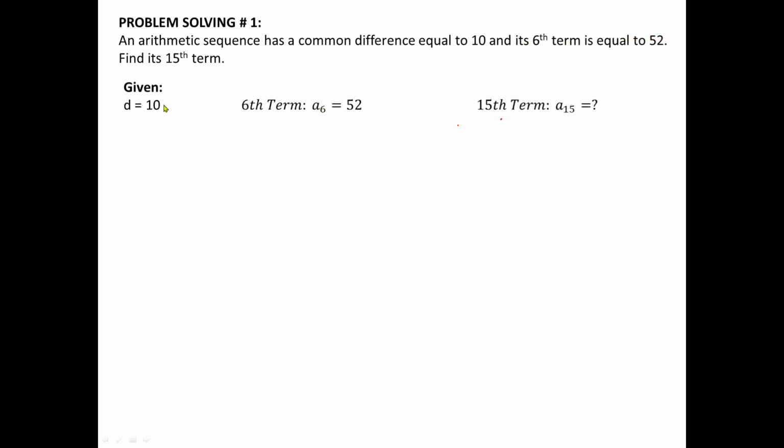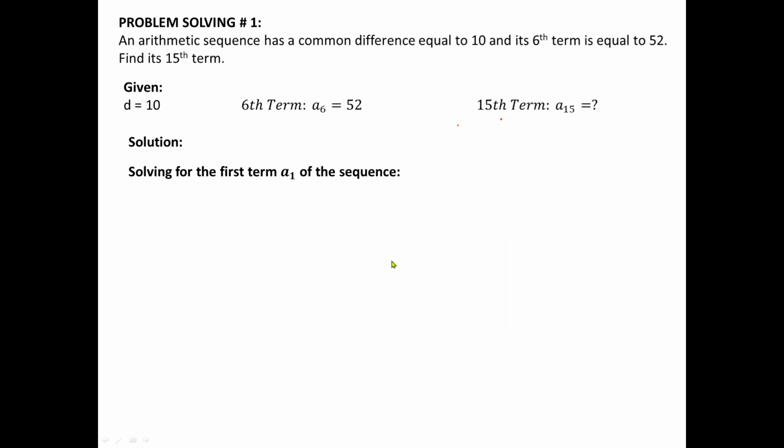Given 10 ang common difference. A sub 6 is 52 and 15th term is A sub 15, which is actually ito yung hinahanap natin. Now, this is our solution. Ang unang gagawin natin, anak, is hahanapin muna natin ang value ng first term, A sub 1. So, kapag nahanap na natin ang value ng A sub 1, maaari na natin hanapin ang value ng A sub 15.